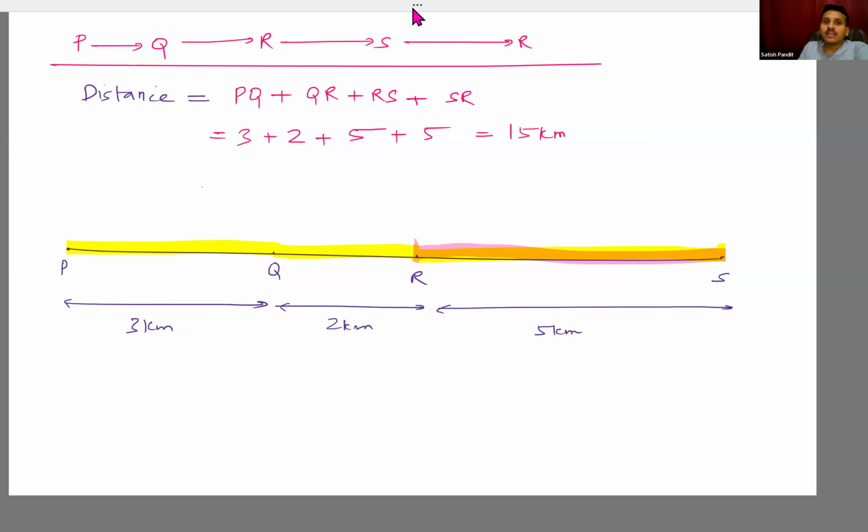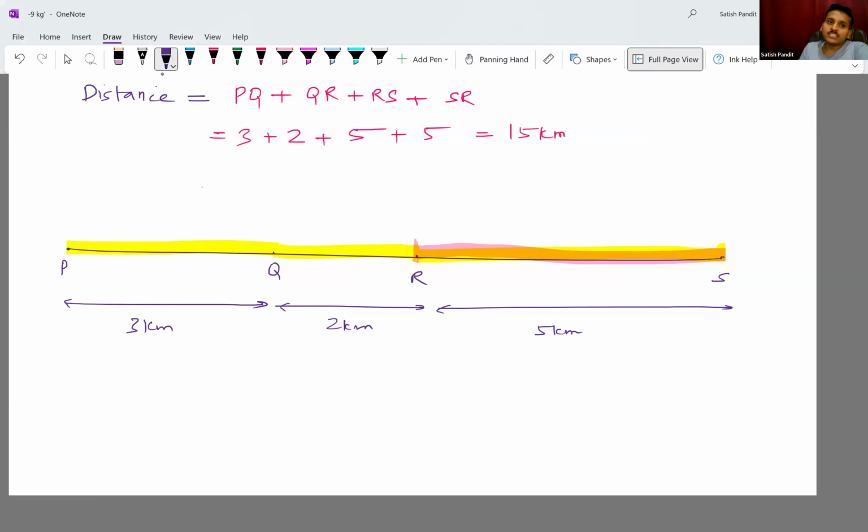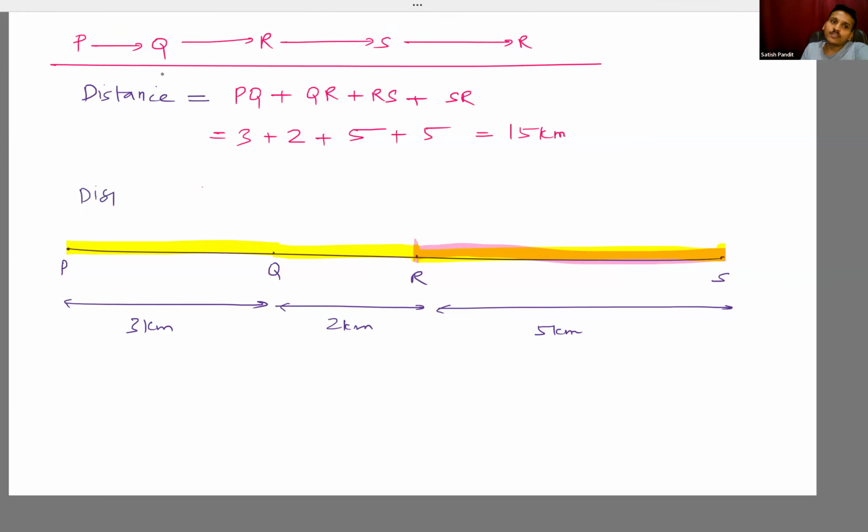Next, what will be the displacement here? All of you put in the chat. What will be the displacement here? Very good, Prince. Very good, Roshan. Yes, correct.